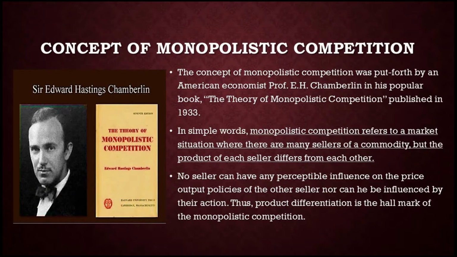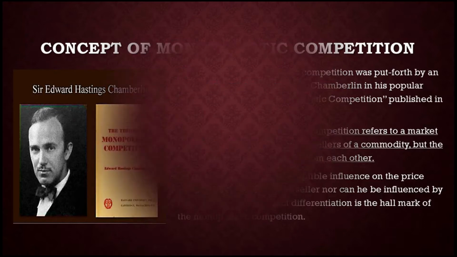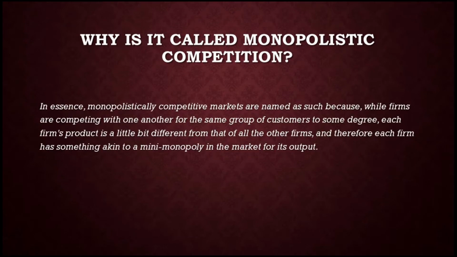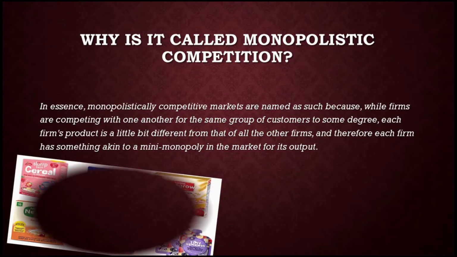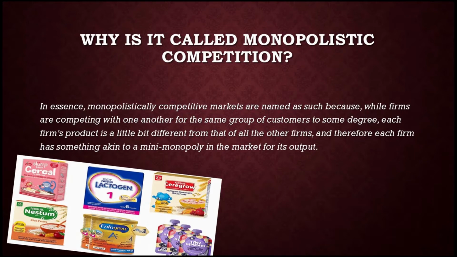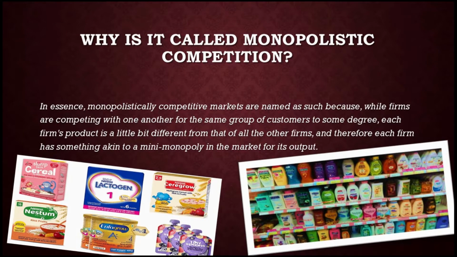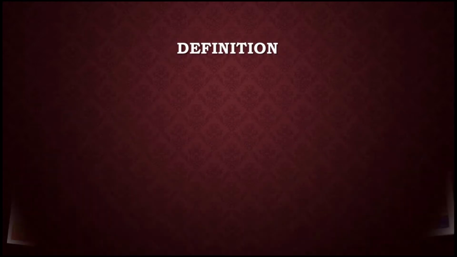are many sellers of a commodity, but the product of each seller differs from each other. But why is it called monopolistic competition? Because while firms are competing with one another for the same group of customers to some degree, each firm's product is a little bit different from that of all the other firms, and therefore each firm has something of a mini monopoly in the market for its output.